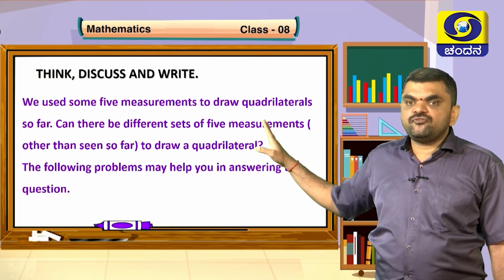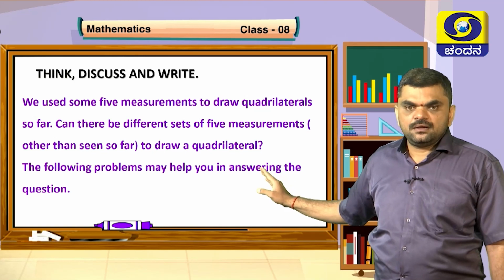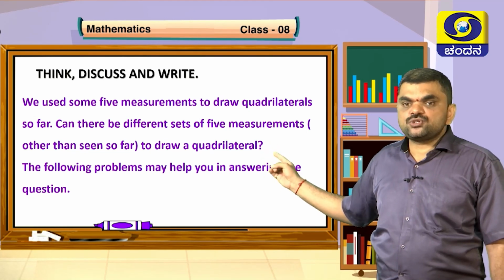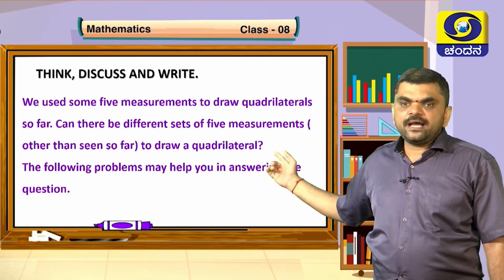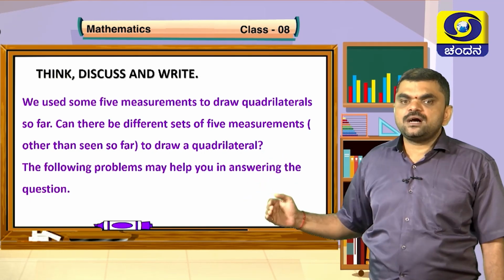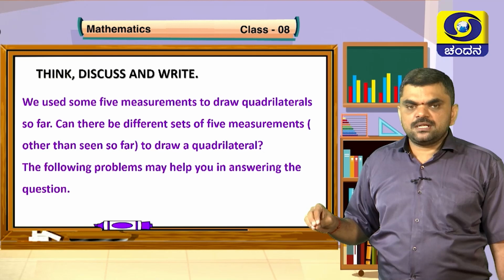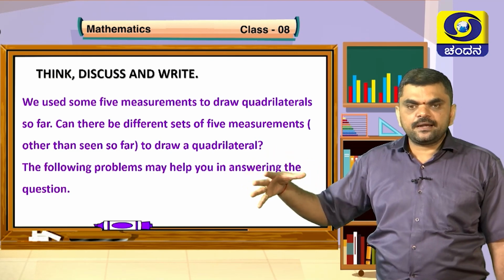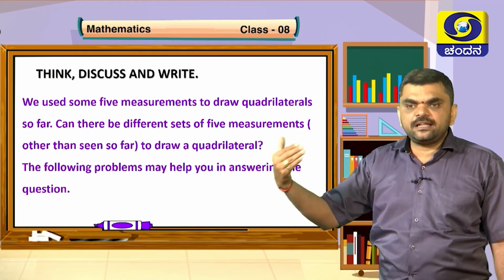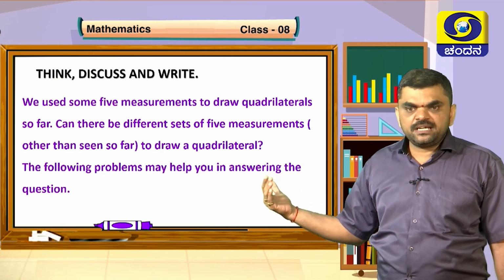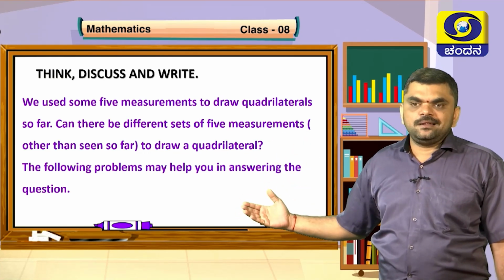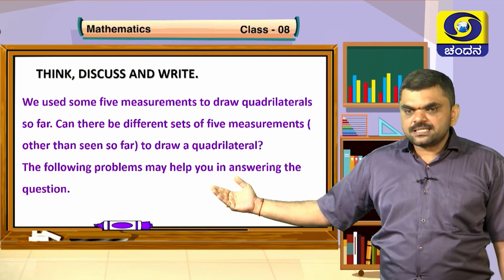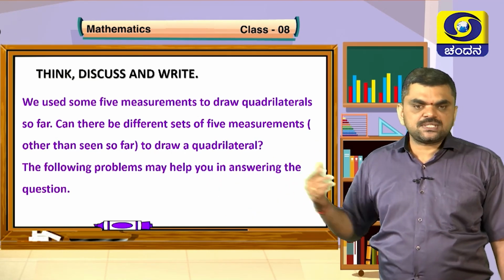We used some 5 measurements to draw a quadrilateral so far. Can there be a different set of 5 measurements, other than what we have seen, to draw a quadrilateral? The following problems may help you to answer this question. This is there in your textbook also, children. We already learnt how to construct a quadrilateral when these 5 measurements are given. Other than those 5 measurements, if they give any other measurement, is it possible for us to construct a quadrilateral? Just think here, children. Now let us take some examples so that we get answers for this question.